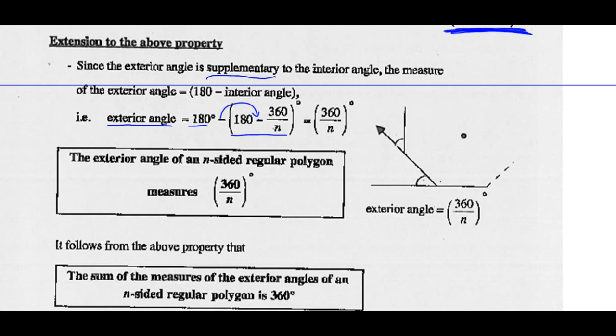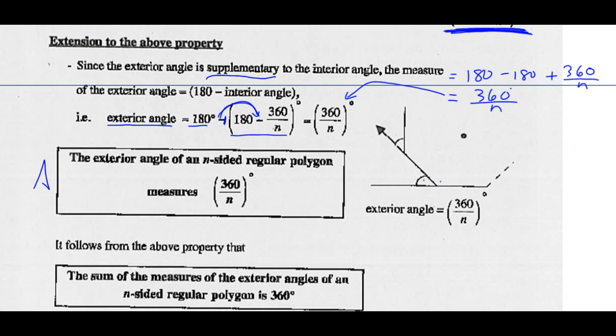If you're not sure how that works, let's look at the math of that. Let's multiply through by that negative 1. So negative 1 times 180 is a minus 180. And negative 1 times a negative 360 over n is a positive 360 over n. So if we simplify that, 180 minus 180 is 0. We're just left with 360 degrees divided by n. That's where that comes from.